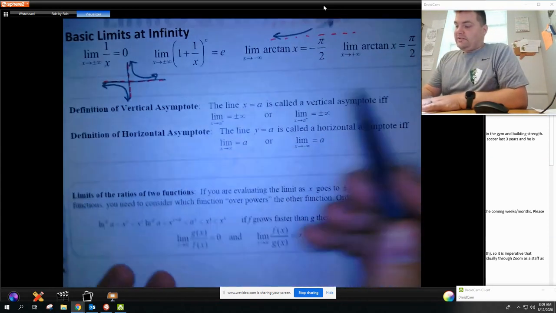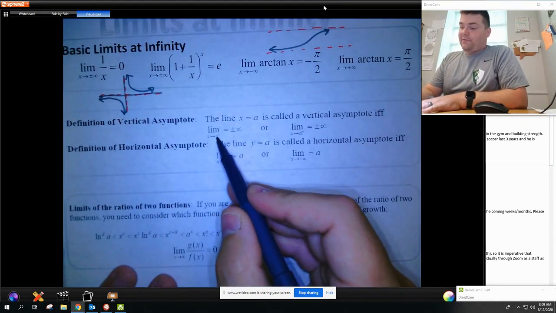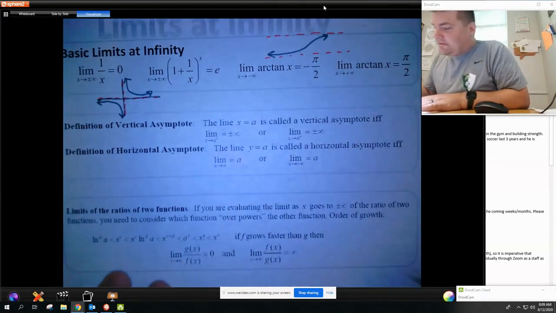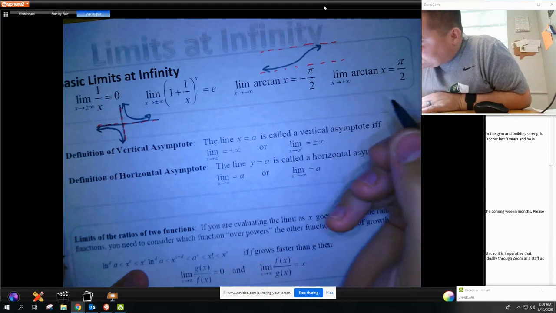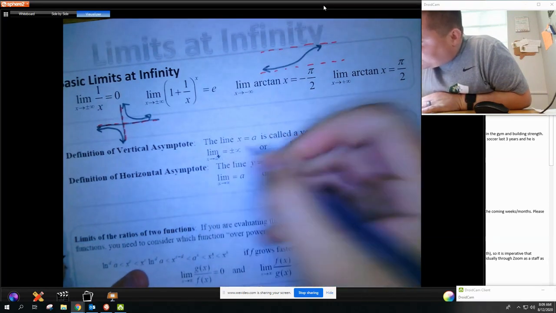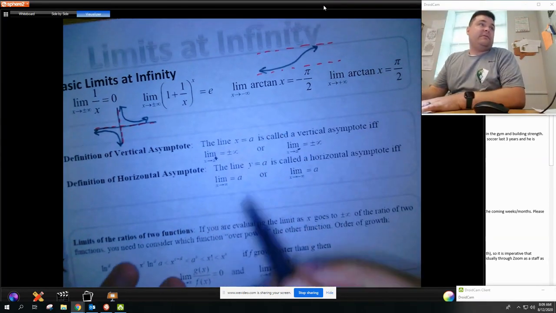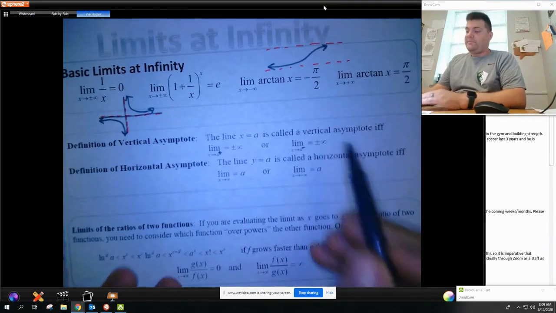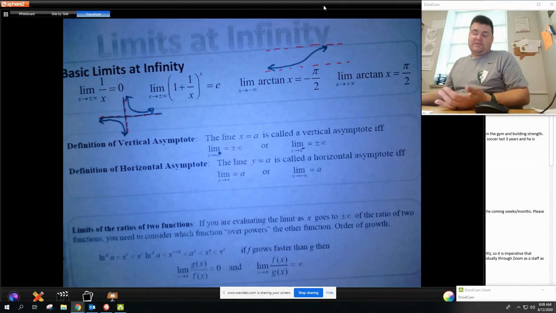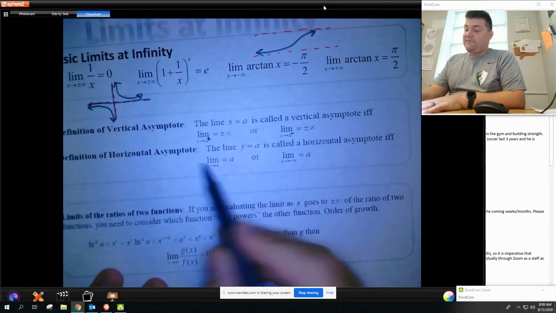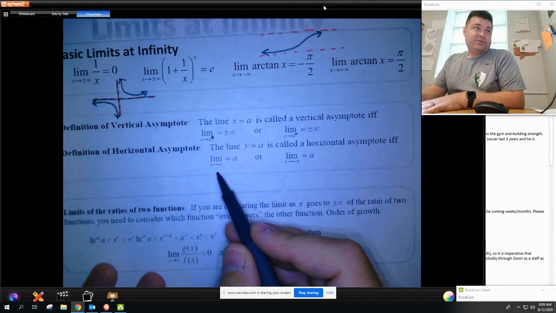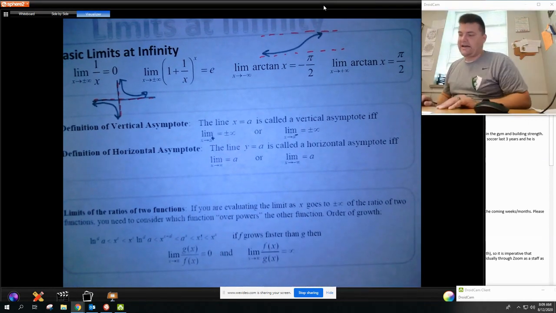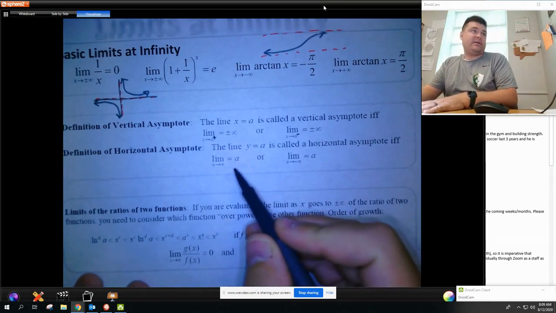The vertical asymptote just says that if you're approaching a number from the right or the left, it doesn't matter. That's why there's an or. And I think this is kind of hard to read. This is the positive one right here. This is supposed to be a plus, and that's supposed to be just a minus. So if you're approaching it from the right and you get either positive or negative infinity, or from the left negative or positive infinity, then that's a vertical asymptote. And for a horizontal asymptote, if you're going out to infinity, or if you're going out to negative infinity, you get a number, that would give you your horizontal asymptote. That one on the bottom here, I know we've talked about before.